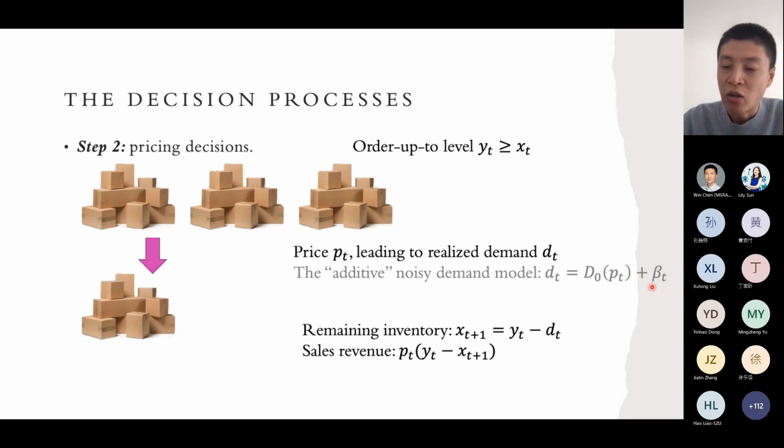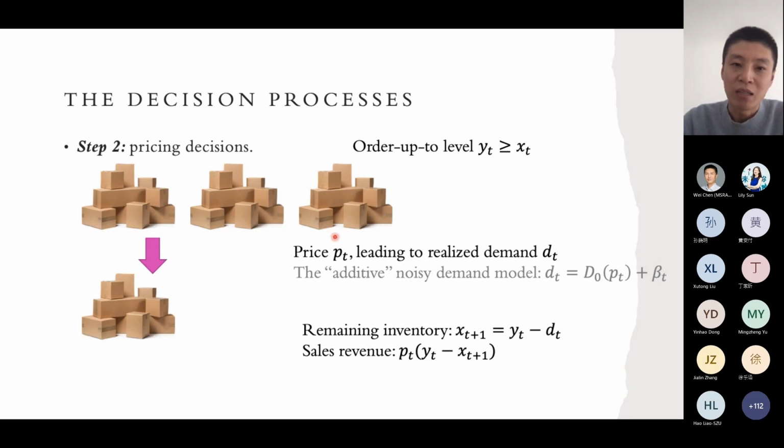Unlike many online learning problems such as multi-armed bandits, here the noise beta t's distribution is very important. Different distributions might lead to very different optimal decisions. So later in our learning task, it is also important to learn what the noise distribution is.